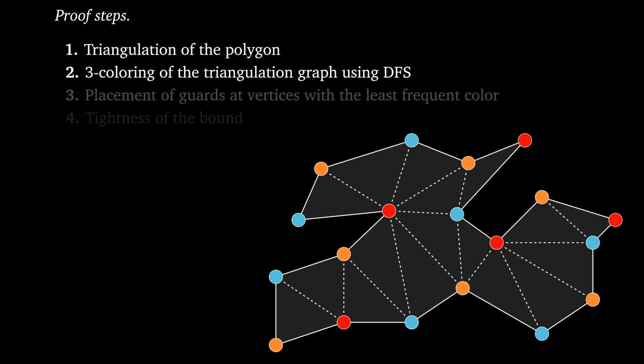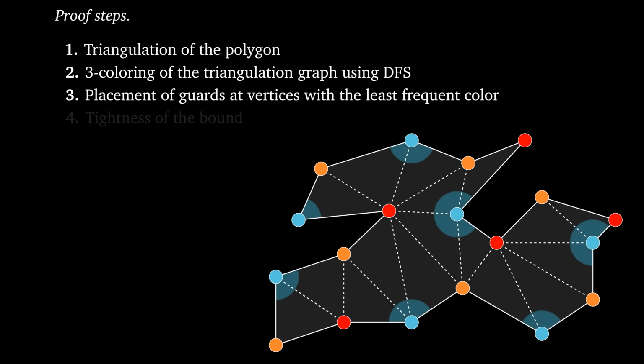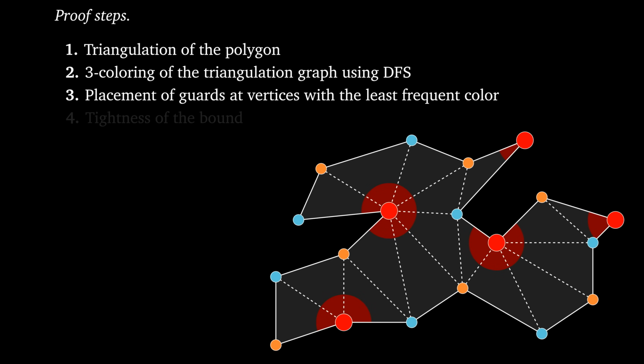In the third step, we now place the guards. To do this, we first observe that placing guards at vertices of the same color yields a guarding of the entire polygon, as any guard placed at a vertex can see all triangles that share that vertex. Moreover, placing guards at the vertices assigned the least frequently used color results in a guard set of at most n divided by 3 rounded down many guards, which guarantees surveillance of the entire polygon.